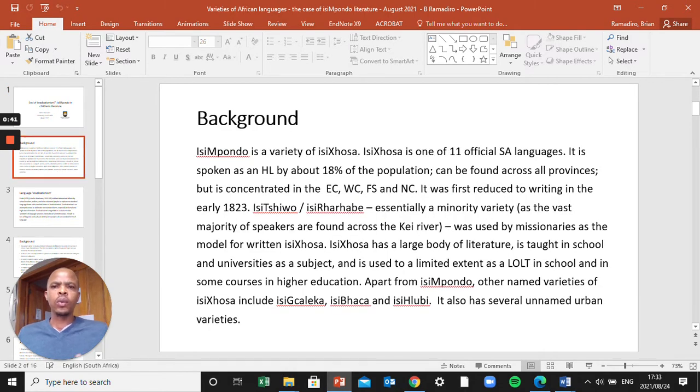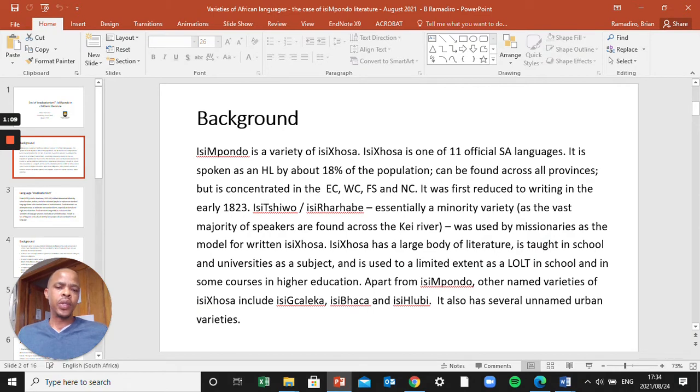In some quick background, isiMpondo is a variety of isiXhosa. isiXhosa is the written standard variety. It is one of 11 official languages in South Africa. isiXhosa itself is spoken across the country. It's found in all provinces, but it's particularly concentrated in the Eastern Cape, the Western Cape, Free State, and the Northern Cape.